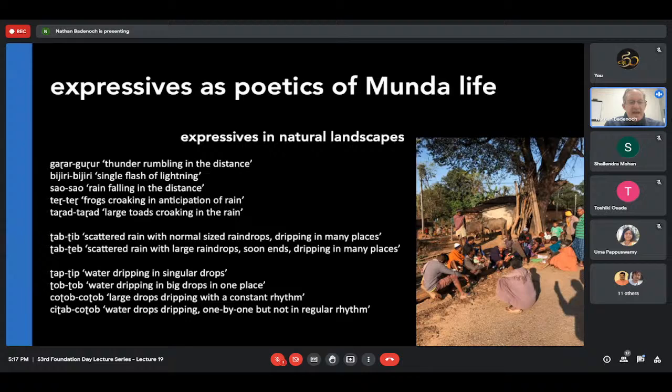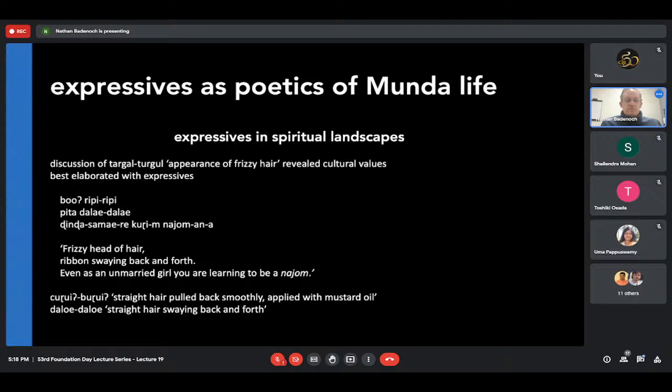We can see that there's a very deep level of linguistic nuance being conveyed by these expressives. And I should of course mention that this is just a very small selection of the large vocabulary of rain and related topics in Mundari. So all the way from such simple and common natural settings in the ecology, all the way to expressives in what we could call spiritual landscapes.